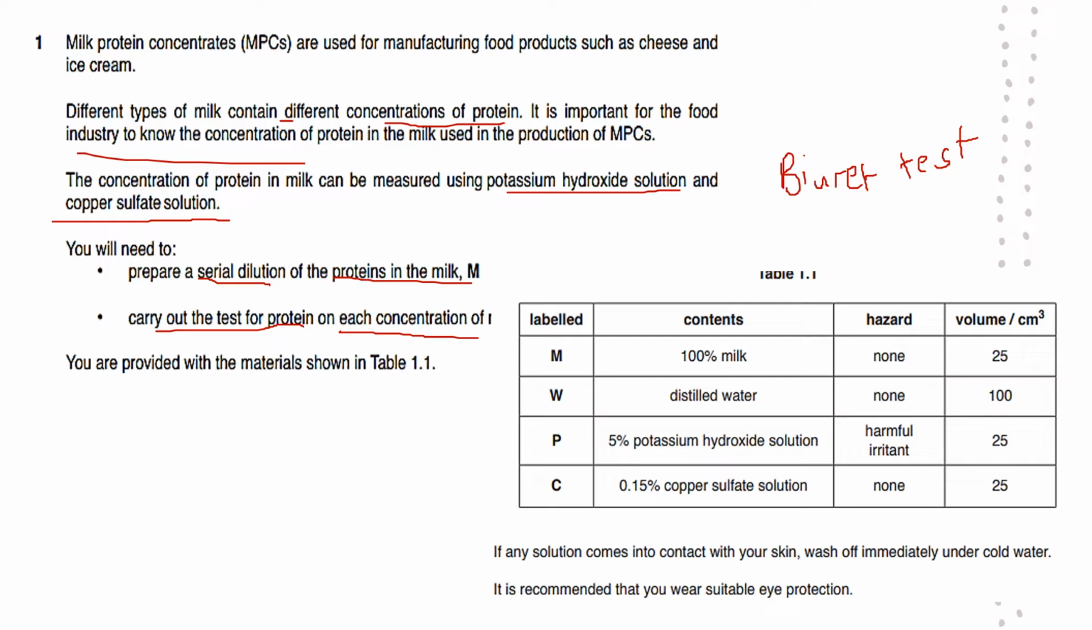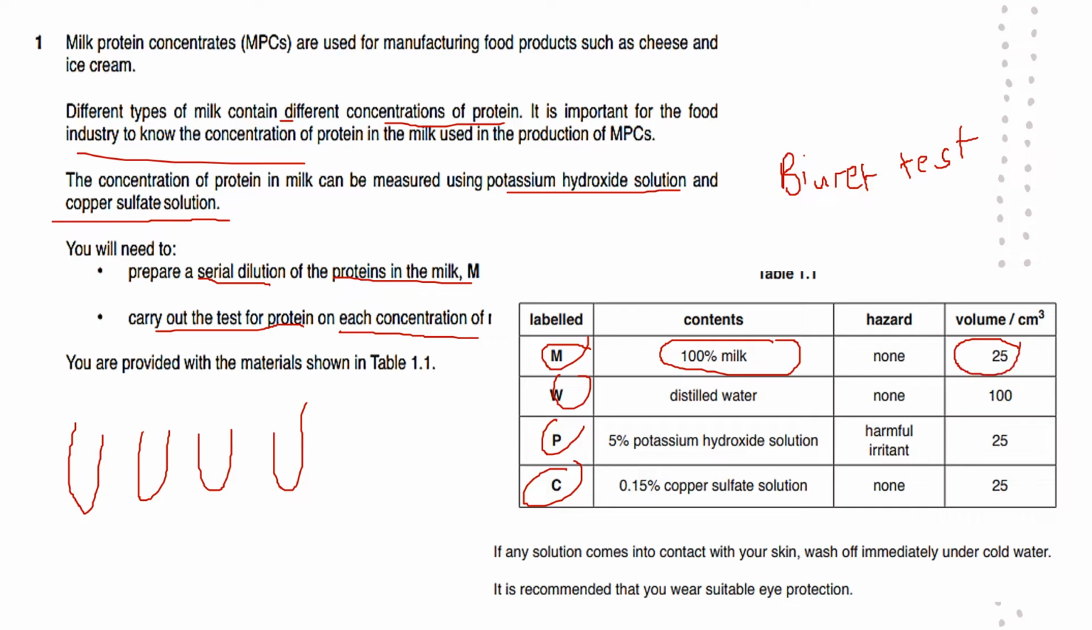When you get into the lab, you will find that if you were doing an experiment like this, there is a rack on the table, like a wooden rack or a plastic rack, and in that rack you're given test tubes. Okay, you're given test tubes, and the test tubes will be marked as such: M, W, P, and C. And obviously you will have extra test tubes, and I'll explain what those are for later. But as they've told you, M is 100% milk, and they've given you the volume of M. They've also told you that W is distilled water. They've given you the volume of distilled water, and you have 5% potassium hydroxide solution for that much, and you also have copper sulfate solution for that much.